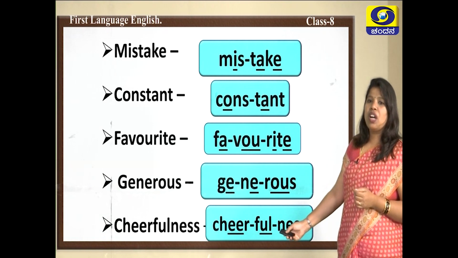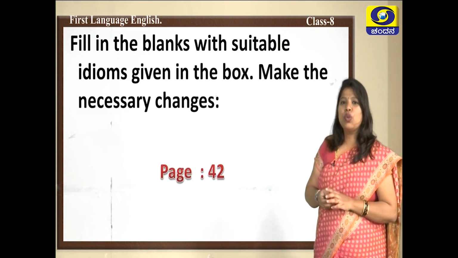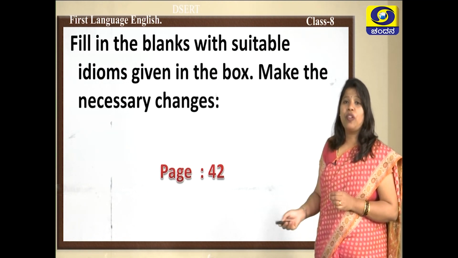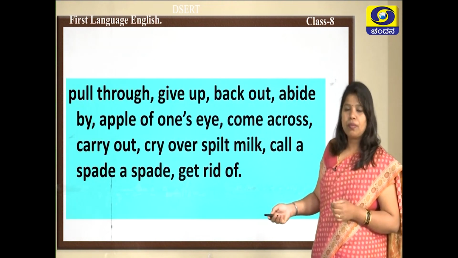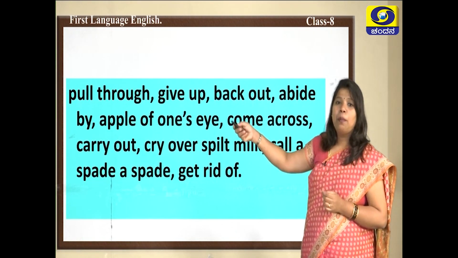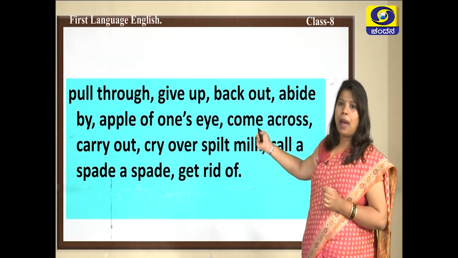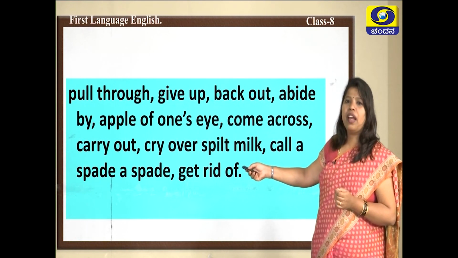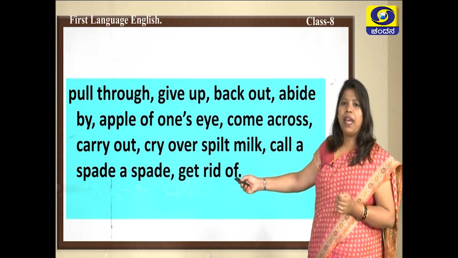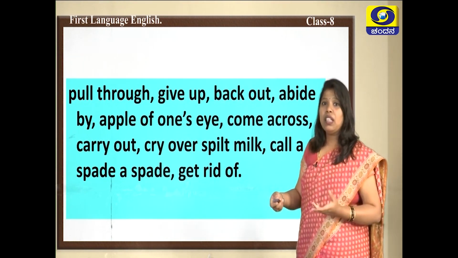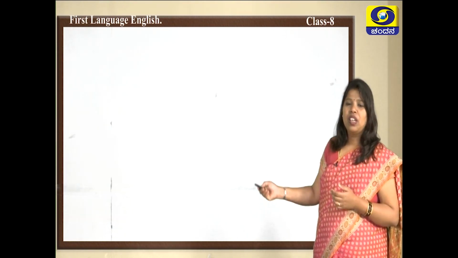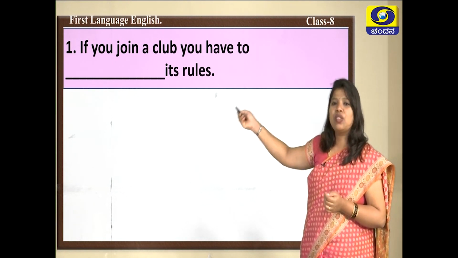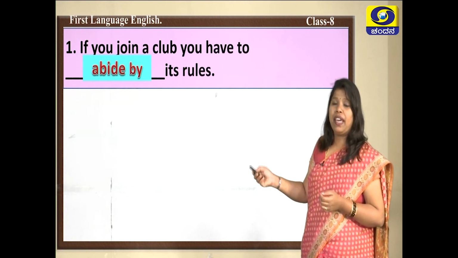Next one is cheerfulness. Fill in the blanks with suitable idioms in the box and make the necessary changes. You find them on page number 42. These are the idioms: pull through, give up, back out, abide by, apple of one's eye, come across, carry out, cry over spilt milk, call a spade a spade, get rid of. We learnt about idioms in the previous class, isn't it? Your first sentence is, if you join a club, you have to dash its rules. Yes, you have to abide by its rules.